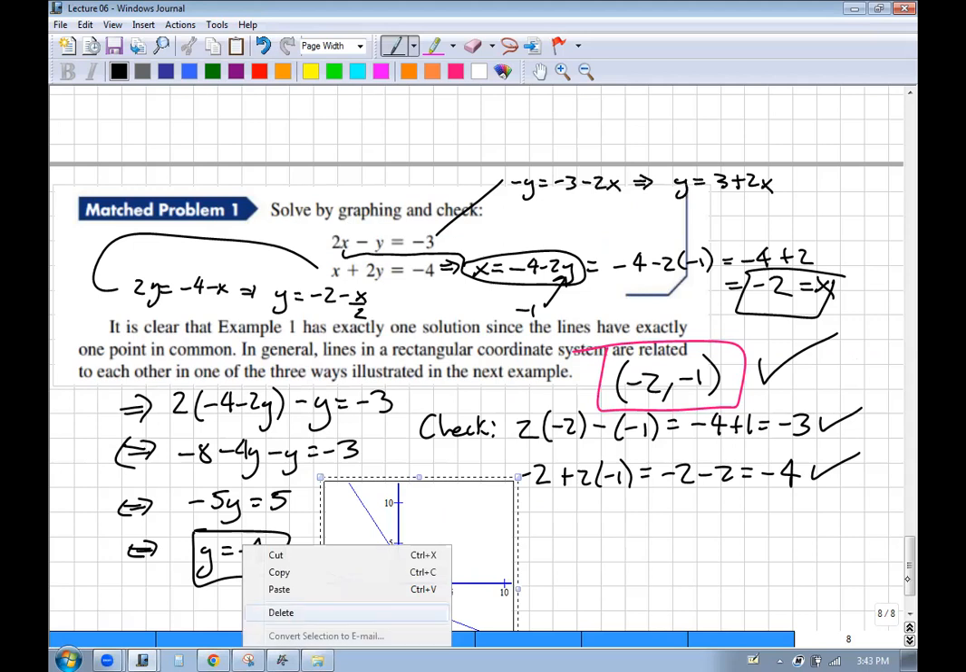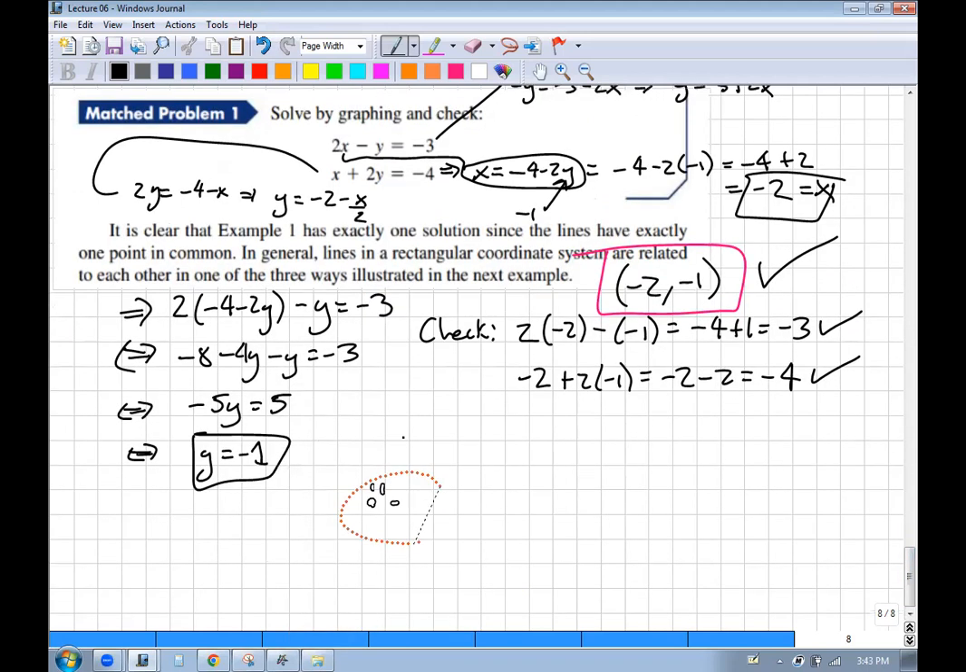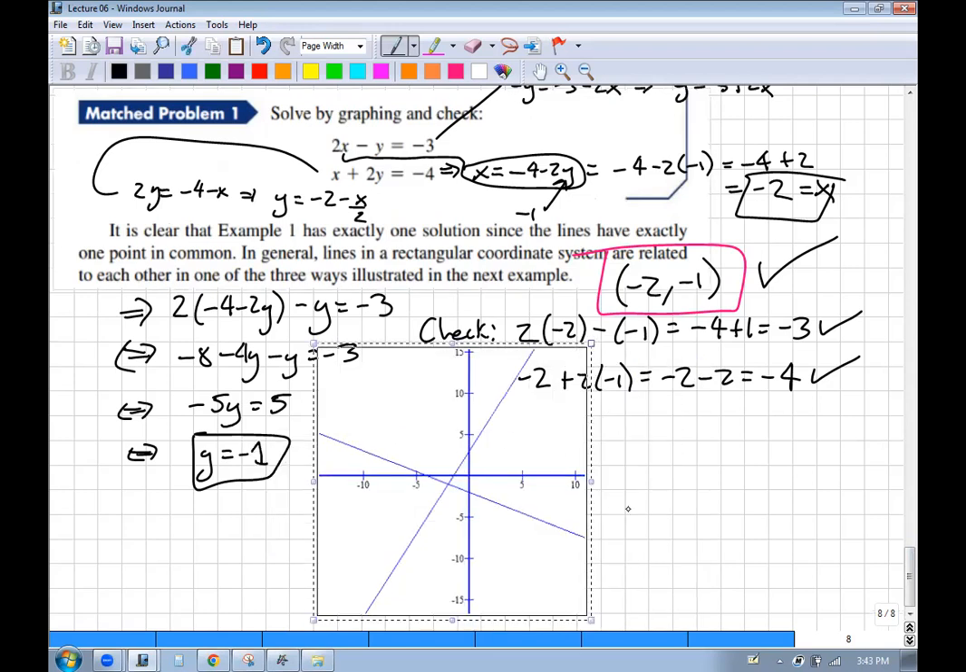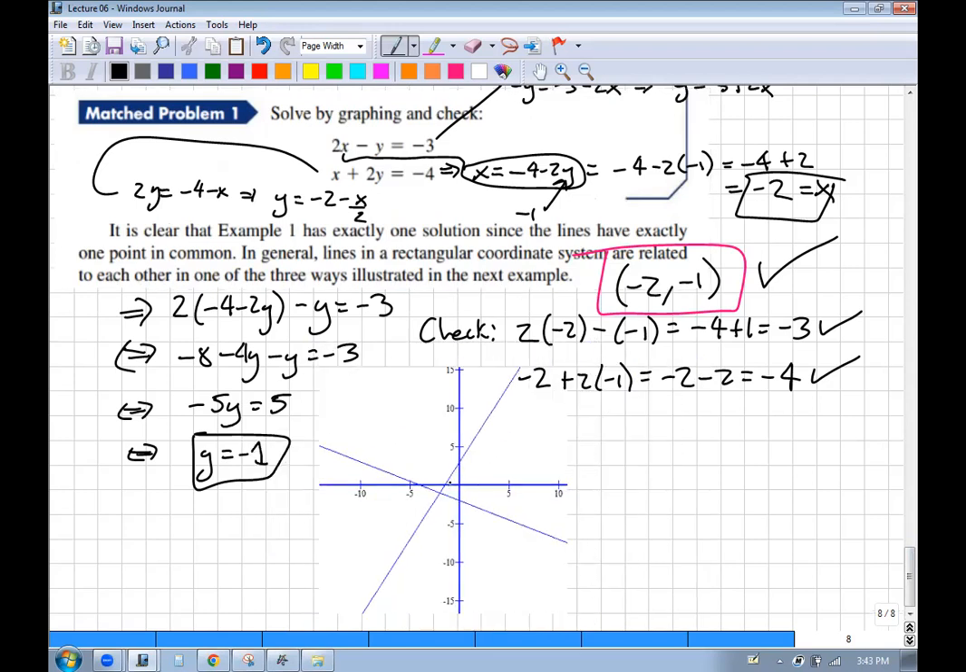Delete that guy. Those dots. There we go. This looks about right. 1, 2, and then -1. My point is at -2, -1. That's where the two lines intersect. That's where both equations are satisfied.